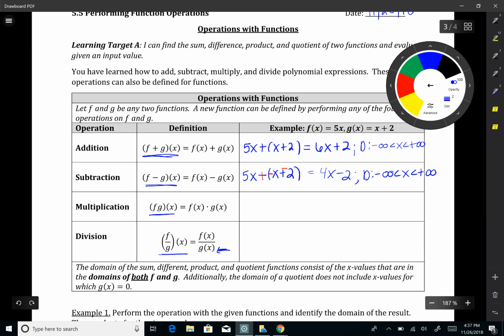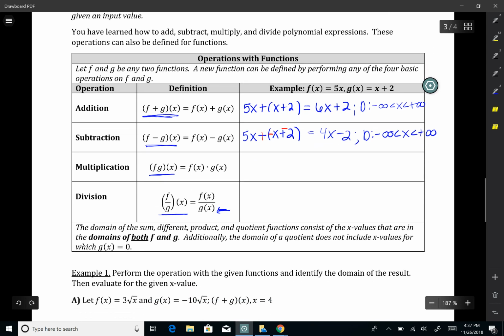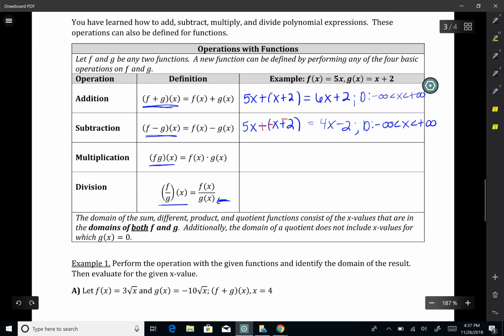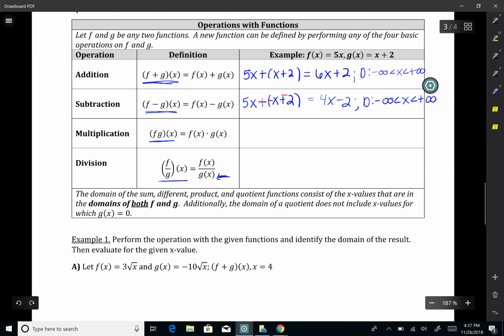All right, let's move on to multiplication. When we multiply these two functions, it's going to result in just another polynomial, just of a higher degree. So 5x times x plus 2 gives me 5x squared plus 10x, which is just a quadratic, which is another polynomial with a domain of all real numbers.